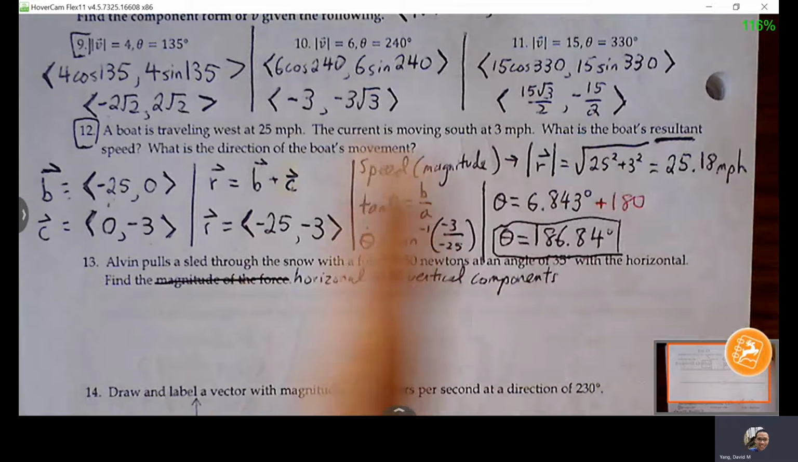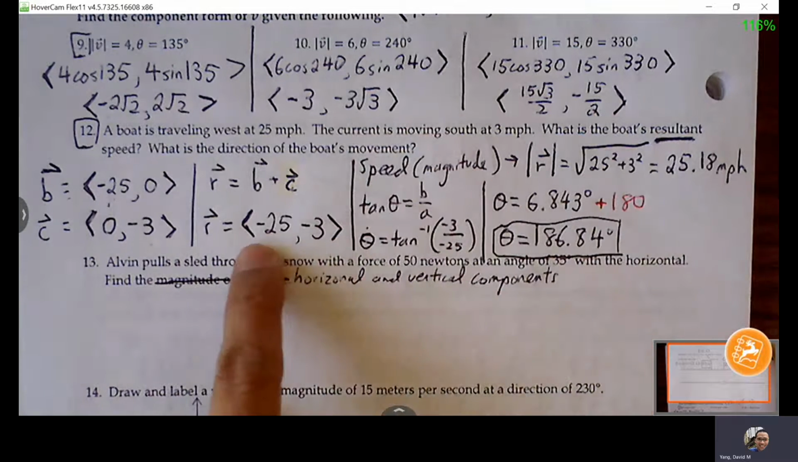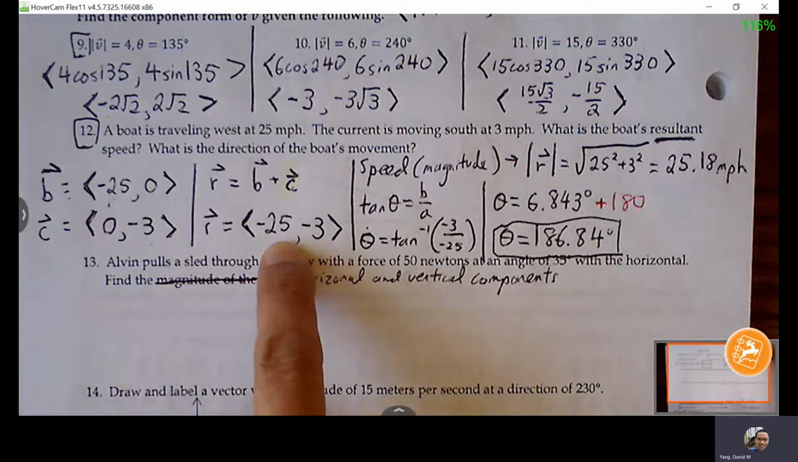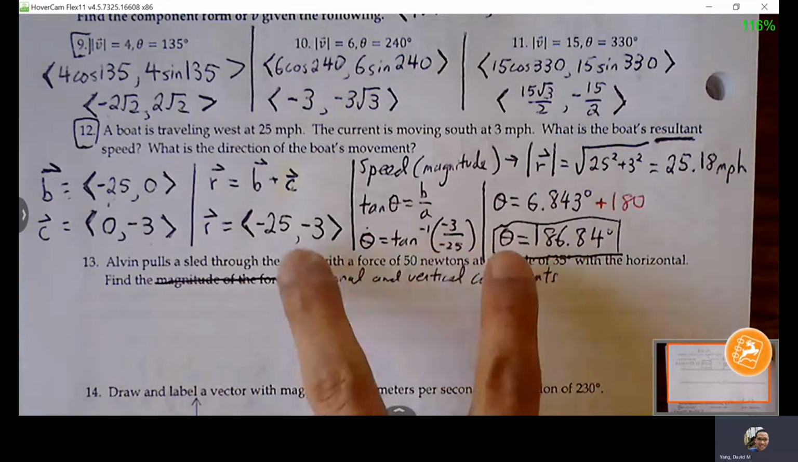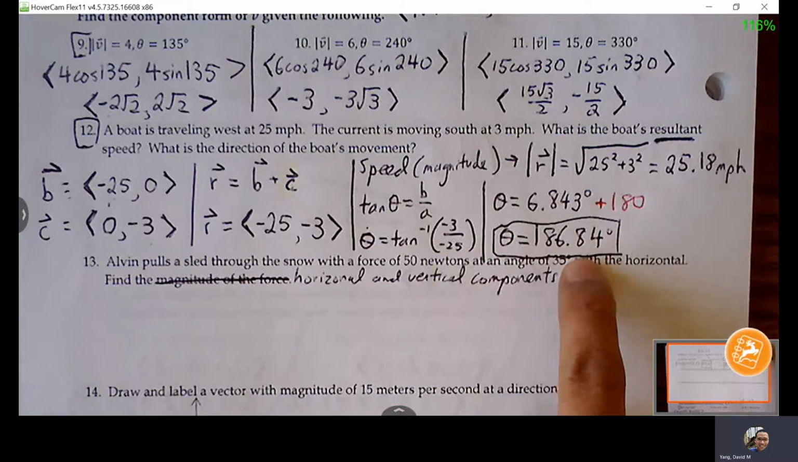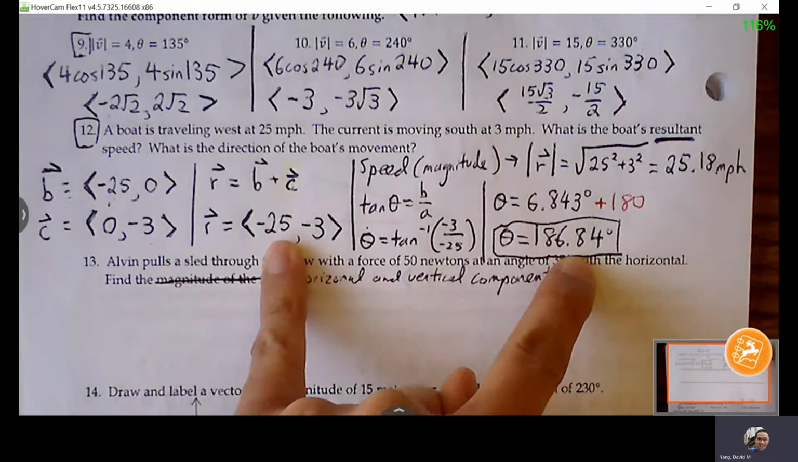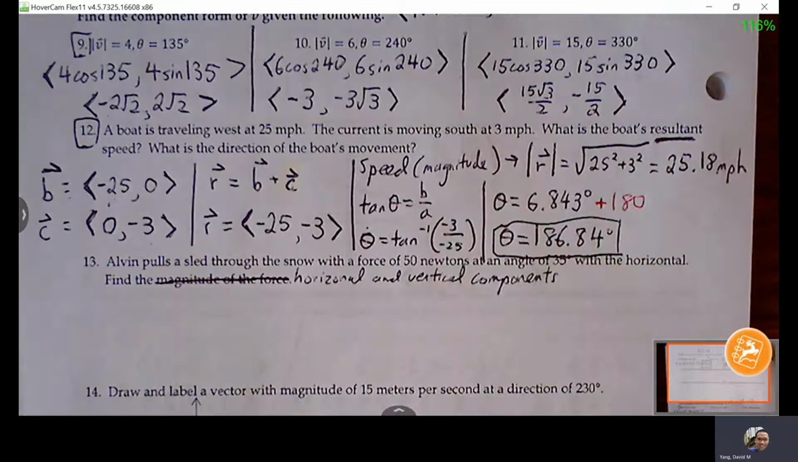Do you have to add 180? Do you have to involve 360? In this case, -25, -3, this is clearly in the third quadrant. So we have to add 180 to that measure. We have to make sure that our theta is actually consistent with a third quadrant value, and it is. 186 is greater than 180, between 180 and 270.